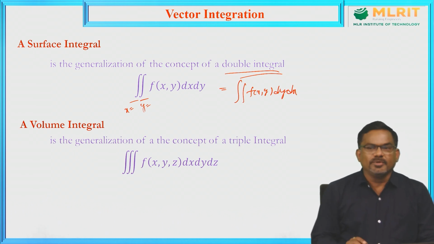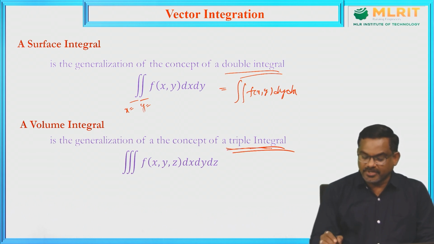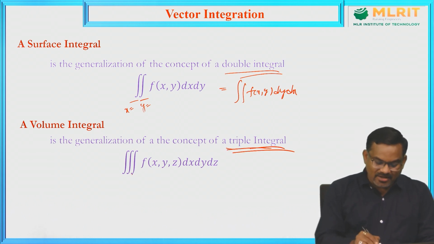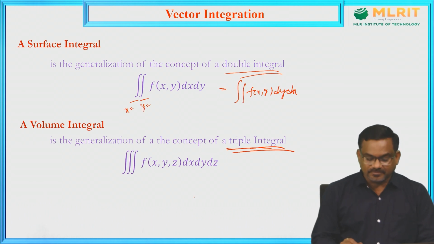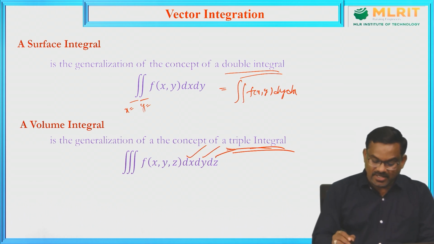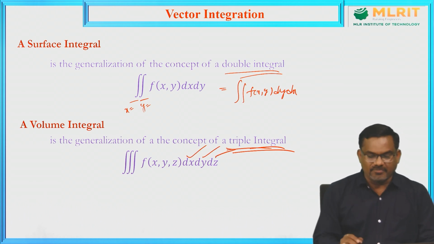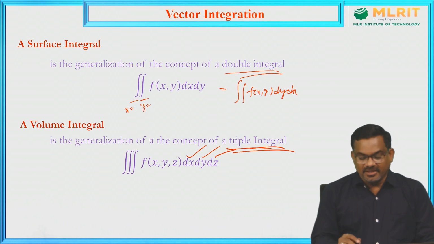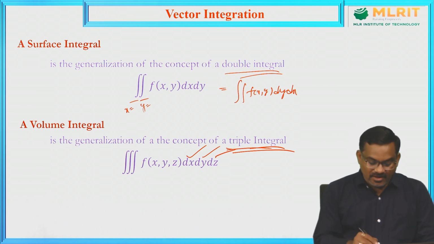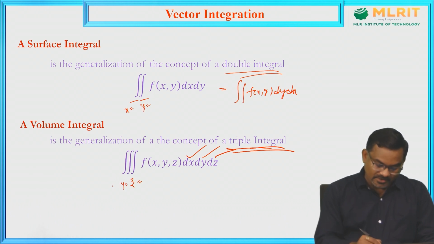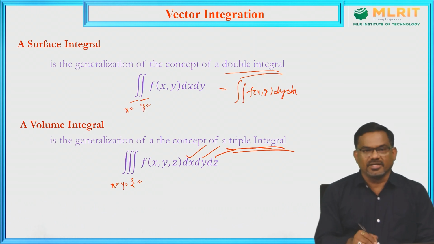And coming to the volume integral. The volume integral is the generalization of the concept of the triple integral. Simply evaluate the given function with respect to three variables x, y, z. So, the triple integral of f of x, y, z dx dy dz. Here we need to integrate the function with respect to z, then y, then x, or else we can change the order also. First we can integrate with respect to x, then y, then z, etc.